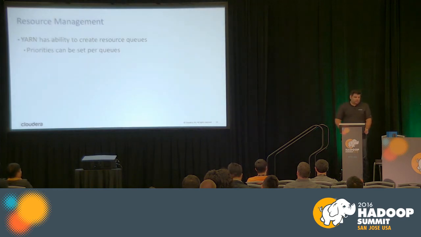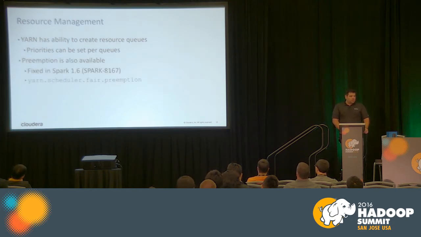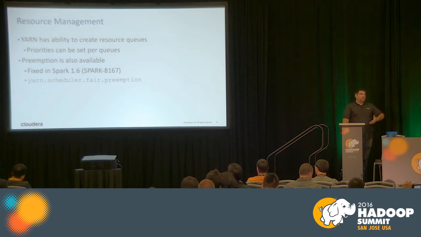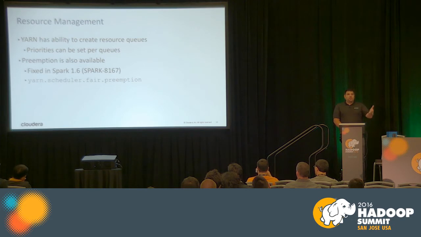Well, Yarn has the ability to create resource queues, and you can set priorities on those resource queues. So you can say, hey, I want to create a pool that is for, say, development, and then I want one for production. And then when you submit your job, you can submit that job to that specific resource pool. And there's also security around those. So not anyone can submit to that resource pool. You have to have permission to submit to that resource pool.